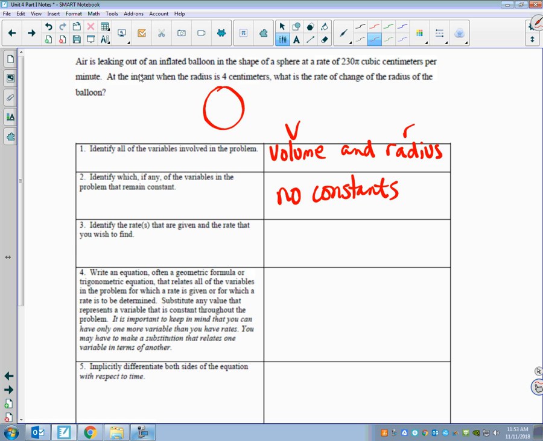Part 3 says identify the rates that are given and the rates you wish to find. So look at the words that they give you. Air is leaking out in the shape at a rate of 230 pi cubic centimeters. If you don't know what that is, looking at the units should help you. That is the units for volume. So they're giving us dV over dt is 230 pi cubic centimeters per minute.